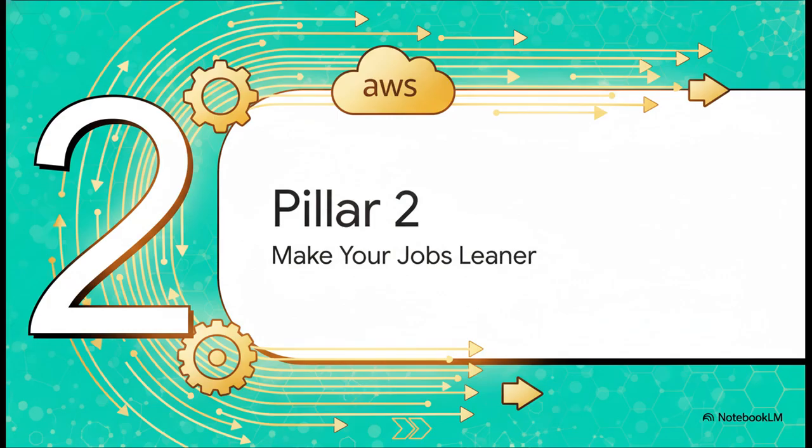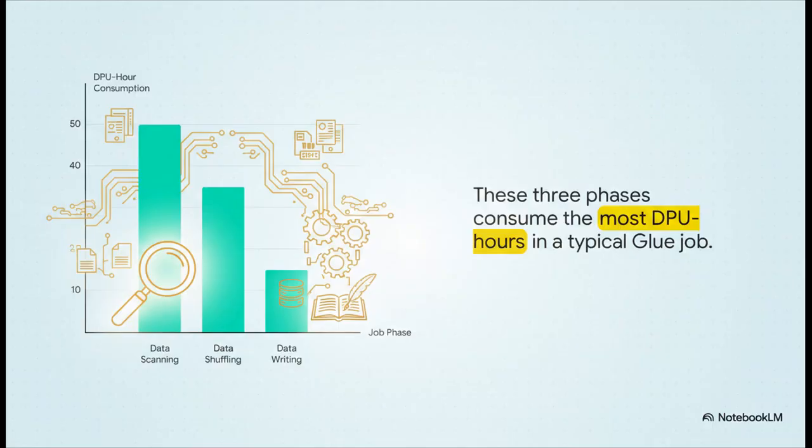All right, that was pillar 1. Now, let's move on to pillar 2. Once you've picked the right tool for the job, the next big step is to look at what's actually happening inside that job. We need to make our jobs leaner, meaner, and way more efficient. So where do we even begin to focus our efforts? This chart tells you everything you need to know.